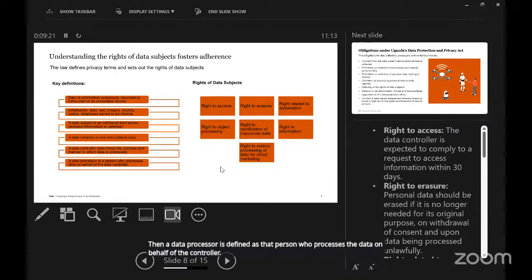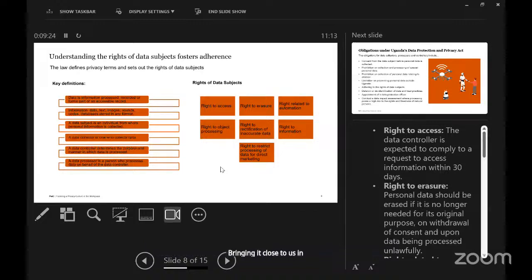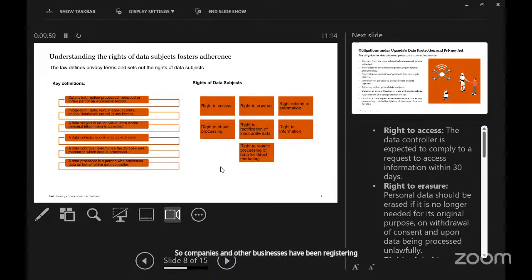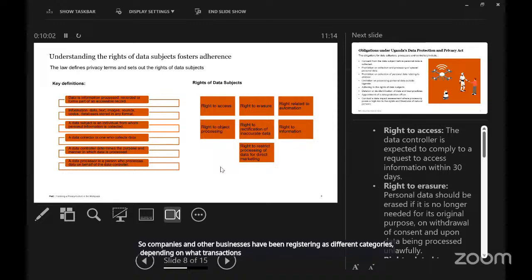Bringing it close to us in our organizations, we have different teams and different offices that handle the different transactions that concern our business. So in this case, and also to look at it as the overall organizational structure, the organization will have to register with NITA as the overall controller, processor, and also collector, because you have employees, but then you're responsible for what they're using that information for or their roles in your data life cycle. So companies and other businesses have been registering as different categories depending on what transactions they actually go through in their business.